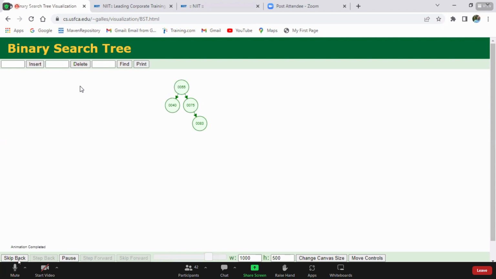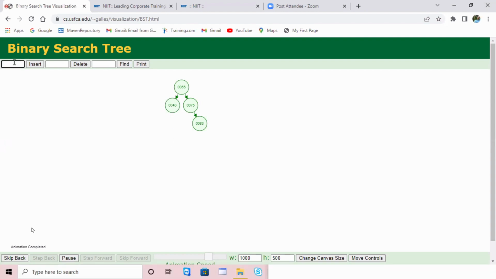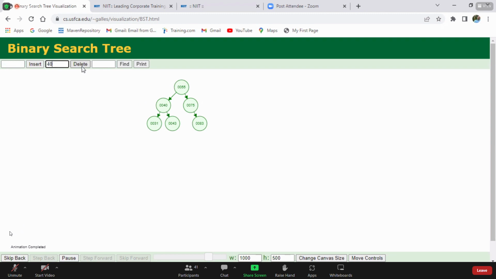But root case is something else. It always takes the lowest value in between the period. Now let me insert some new values. Say 31. Say 43. Now I want to delete 40. So in between this subtree, who is the lowest value? 31. So 31 should be shifted over here.